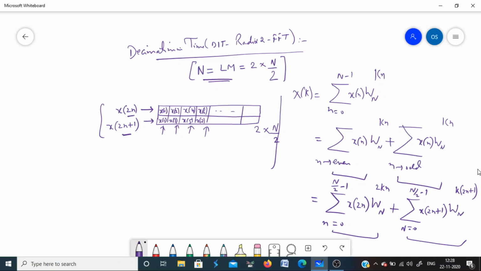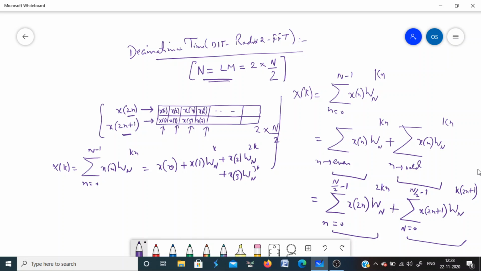See, when n is equal to 0, you'll get x0. If you expand this equation, it is very simple. You may not be able to understand, let me elaborate it. My sequence was x[n] W_N to the power kn, n from 0 to N minus 1. So if I expand it, it becomes x of 0 W_N to the power 0, it is 1, then plus x of 1 W_N to the power k, then plus x2 W_N to the power 2k, plus x3 W_N to the power 3k, and so on.